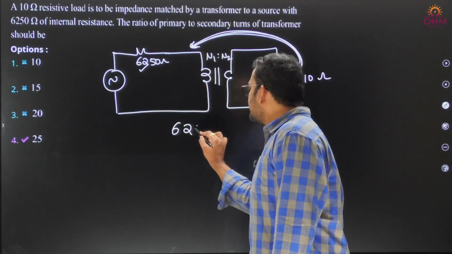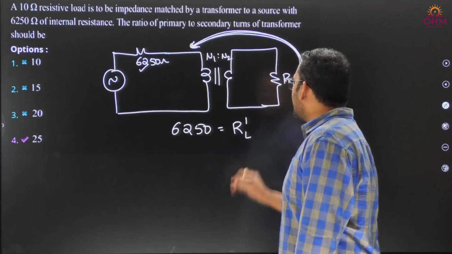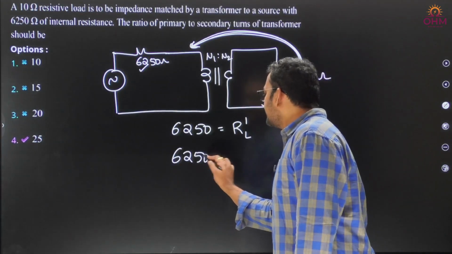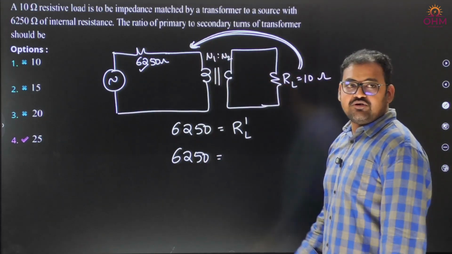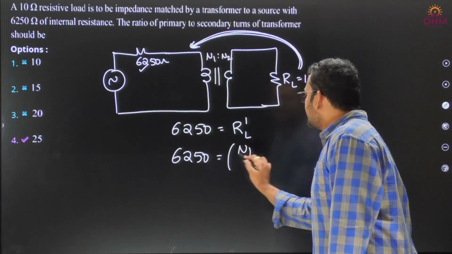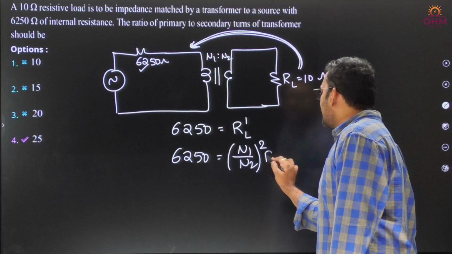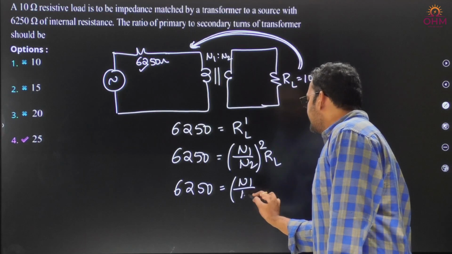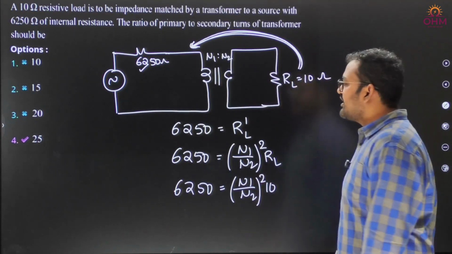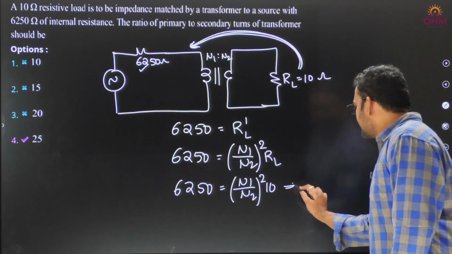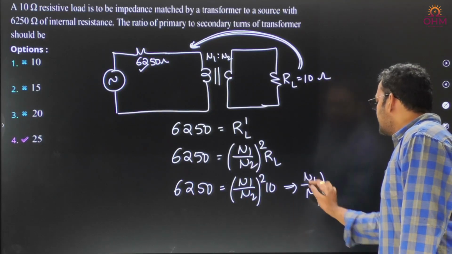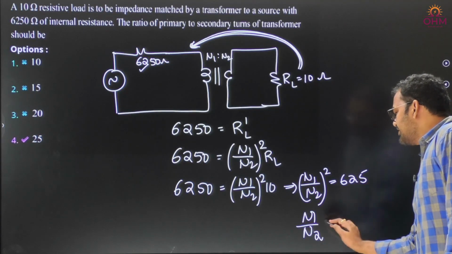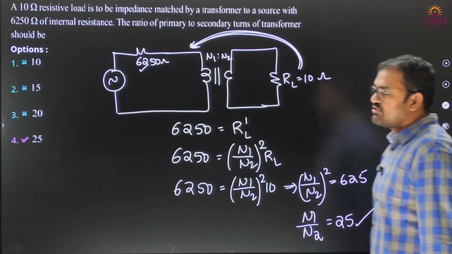Therefore, 6250 must be equal to RL dash. Now what is the formula? 6250 is equal to RL dash, which was shifted to primary. Primary means (N1/N2) whole square into RL. So 6250 is equal to (N1/N2) whole square times RL, which is 10 ohm. Therefore (N1/N2) whole square is equal to 625. That means N1/N2 is equal to 25. This will be the turns ratio of the transformer.